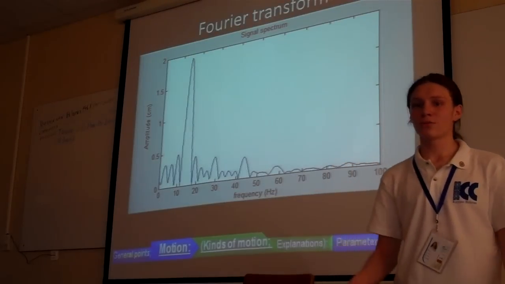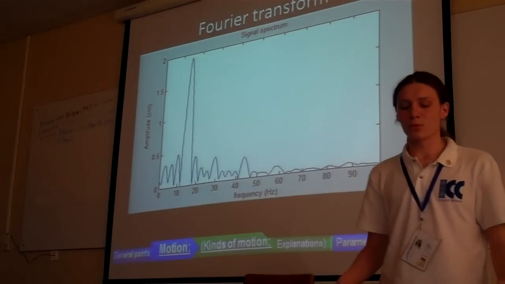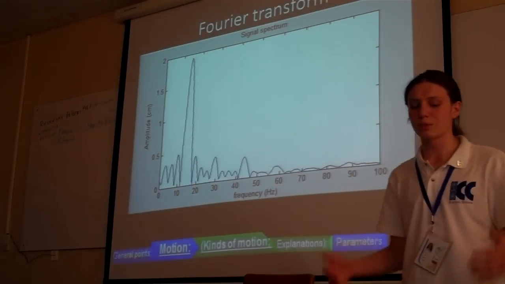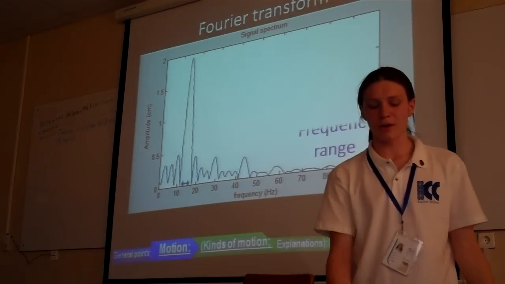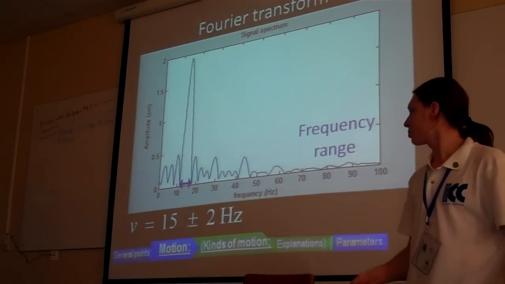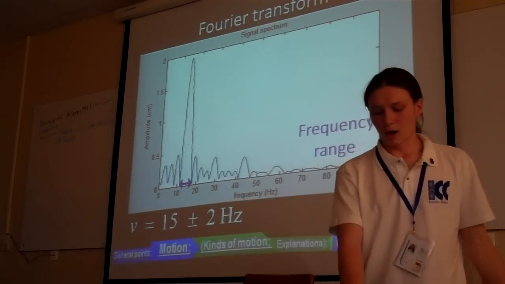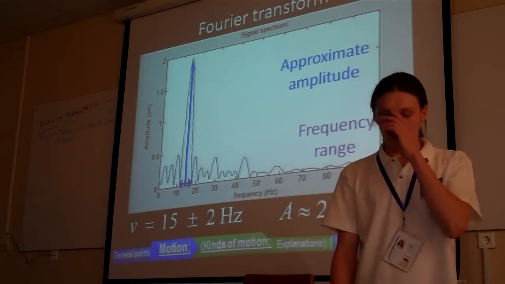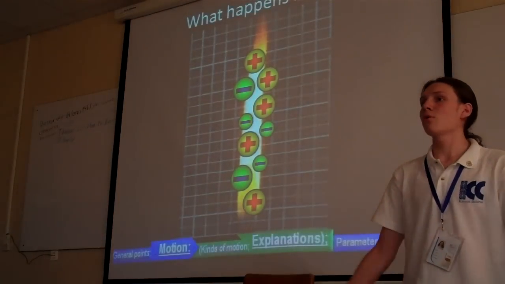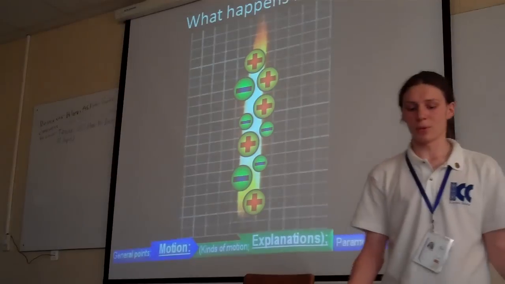Using the discrete Fourier transform, we took out the signal frequency spectrum. In this spectrum we have one main frequency, about 15 Hertz plus or minus 2 Hertz. We also measured the amplitude. It's about 2 centimeters with error. Well, what is the mechanism of such a phenomenon?